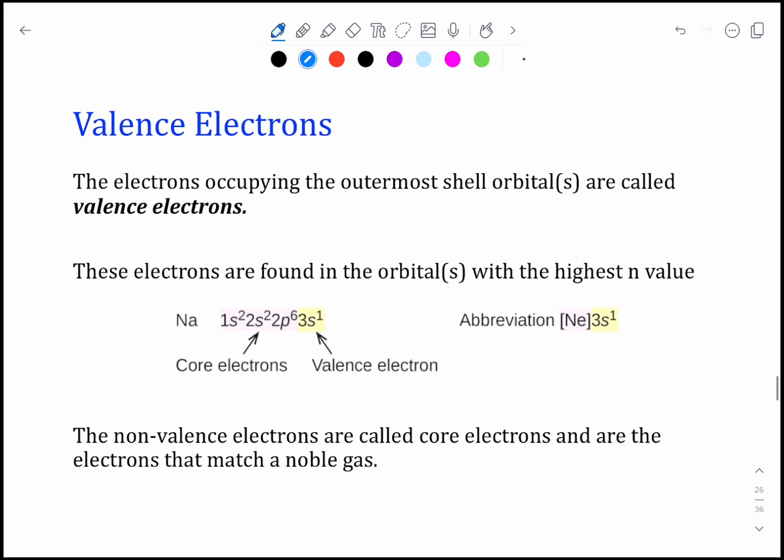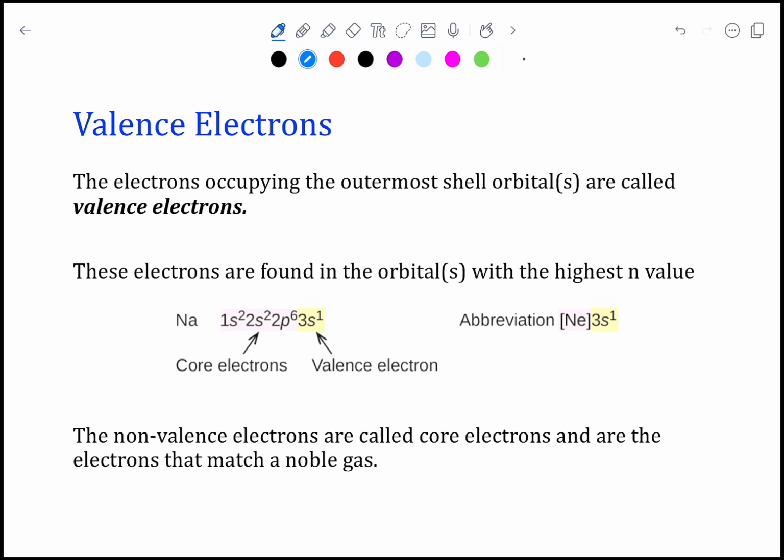Okay, so the electrons that are occupying the outermost shell or the outermost orbitals are called valence electrons. Valence electrons are the ones in our outermost orbitals. Those electrons are found in the orbitals with the highest n value. We typically show this as the ones that come after that noble gas core in our noble gas configuration.